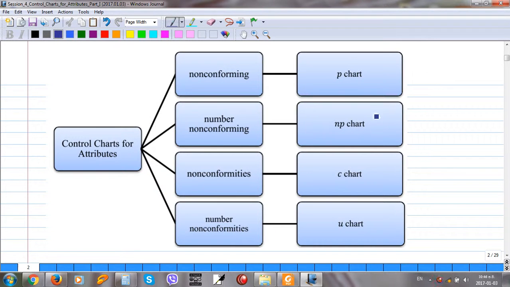So now I completed control charts for the P chart and NP chart. So we have to discuss another two types of charts, that is C charts and U charts. We will discuss those things in the next video.